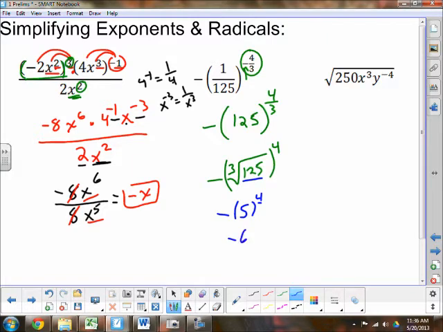This is just negative 5 to the 4th power, which is just negative 625. Notice that since this negative is on the outside, the exponent is not being applied to it, which is why it is still there.